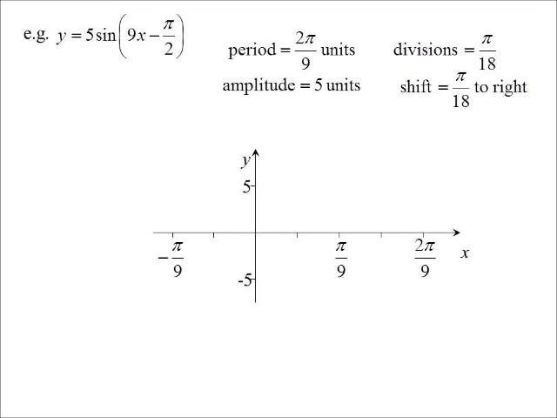Amplitude 5. Marking off, there we go, pi on 9, 2 pi on 9. Minus pi on 9. Again, I've only marked off every second, but the actual divisions are pi on 18.